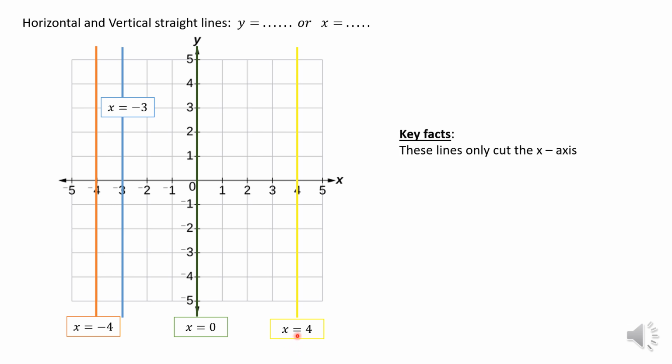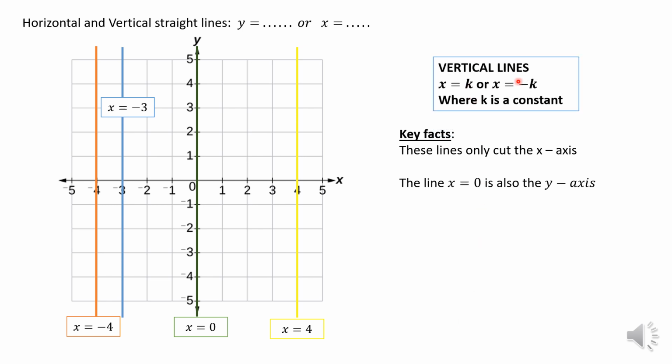So let's take away some key facts that we know. So we know that the lines, they cut the x-axis, as you can see. And the line x equals to 0, this green one here, is also the y-axis. Very interesting. So these are vertical lines where x is equal to a number. The number can be positive or negative, as you could have seen here.